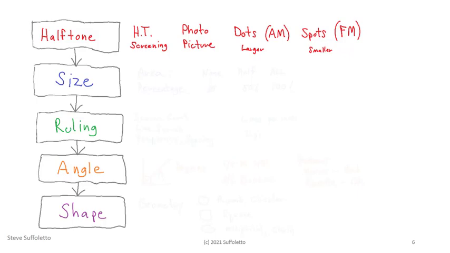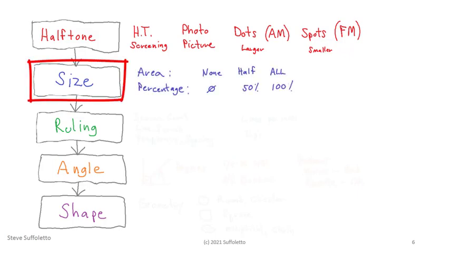Now, if they're large, they're called dots for AM amplitude modulation. And if they're smaller, they're called spots for frequency modulation or FM. And there's actually a technology that is a combination of both called XM for cross modulation. It's a hybrid technology. So if we're using AM, all halftones have four characteristics or attributes. They are size, ruling, angle, and shape.